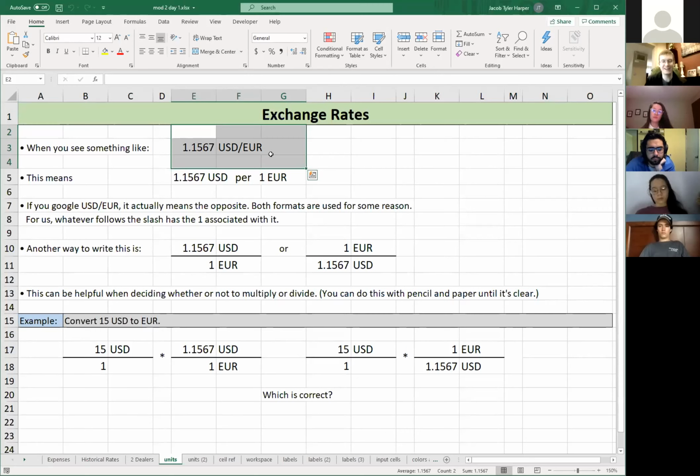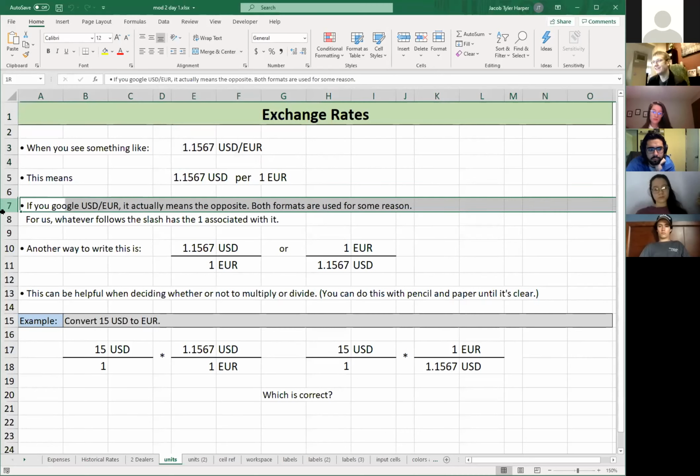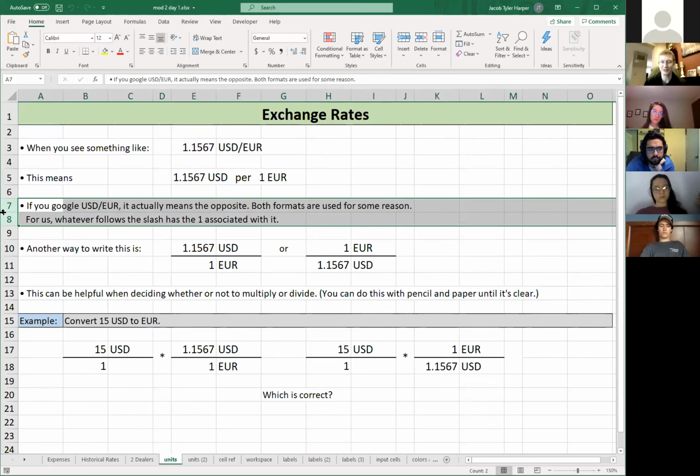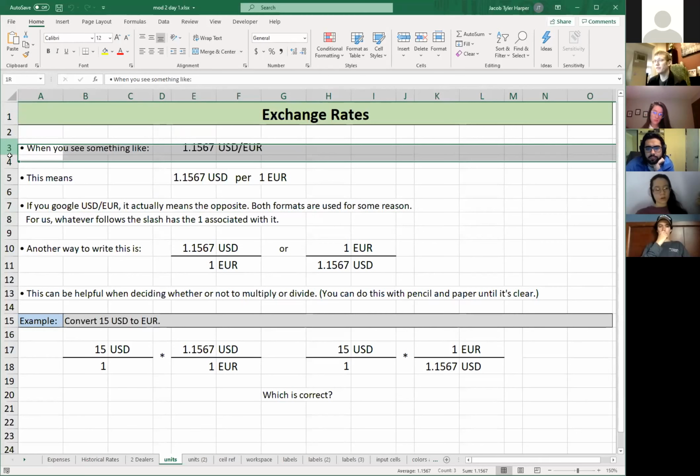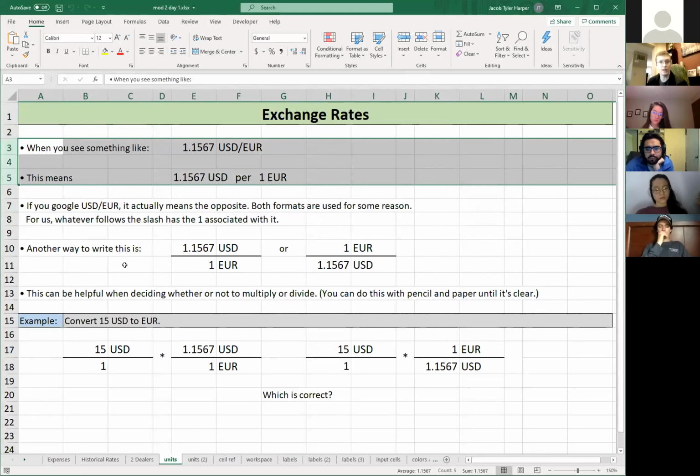Okay, why do I need to point this out? Well, if you Google this, some people do the opposite, which is extremely frustrating. It's a thing with foreign exchange. And I don't know why they do it that way, since every other unit thing I've ever seen with a ratio is always this way. But this is how we are reading it. Whatever follows the slash has the 1.